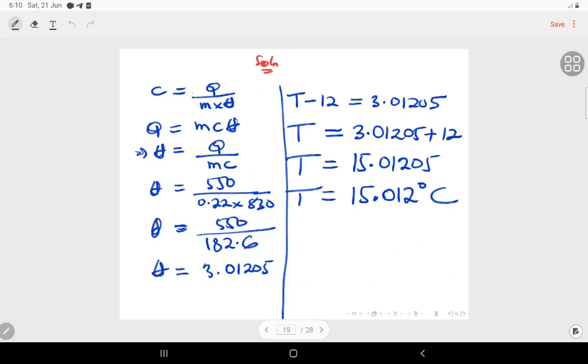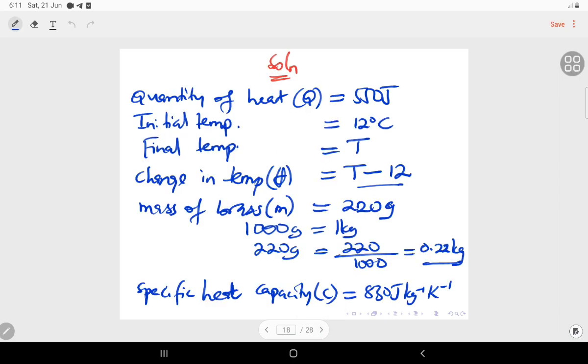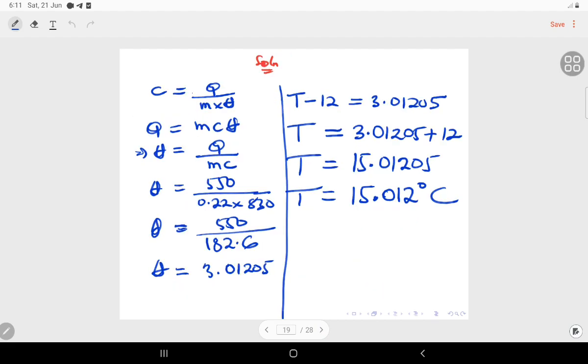Right. So students, this is what I'm getting for the second question. This is how the question started. We went through these steps and finally ended here. Take your time, go through and confirm the answers and the solution.